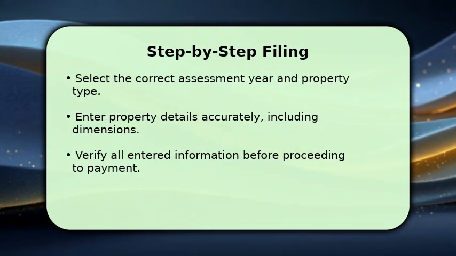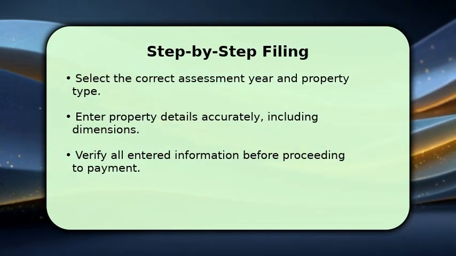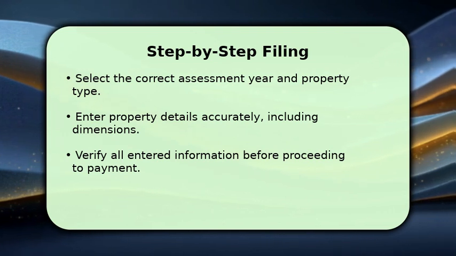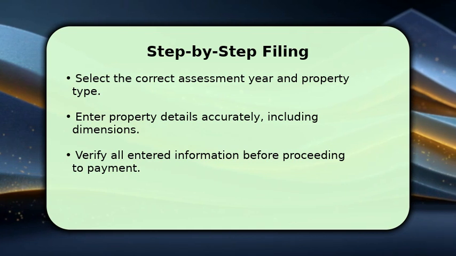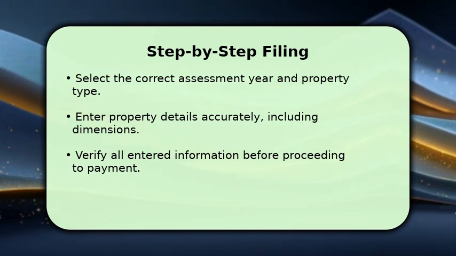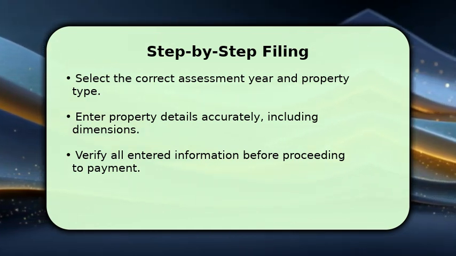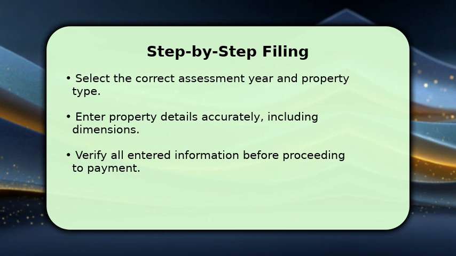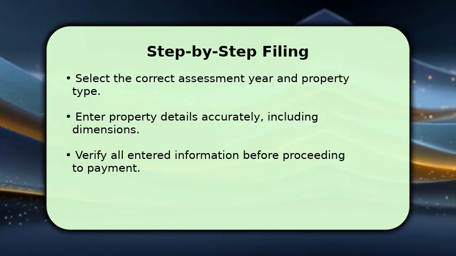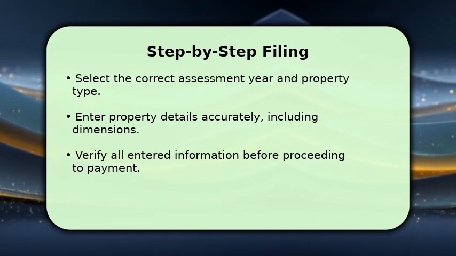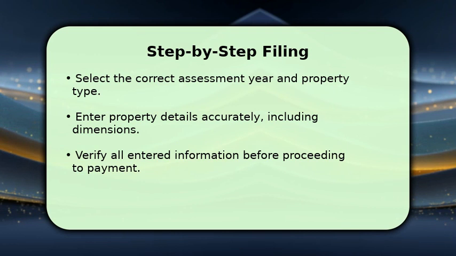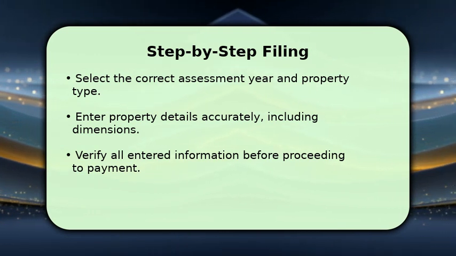Now, let's walk through the actual filing process. First, select the appropriate assessment year and your property type on the portal. Carefully input all required property details, such as dimensions and usage, ensuring accuracy. Double-check every piece of information you've entered before moving forward. Mistakes here can cause delays, so take your time to review everything thoroughly. This attention to detail will save you time later.